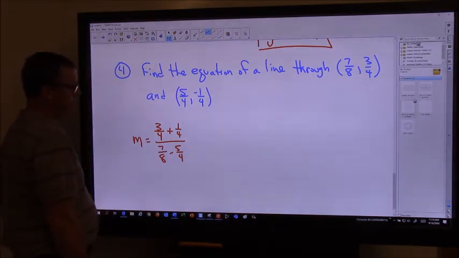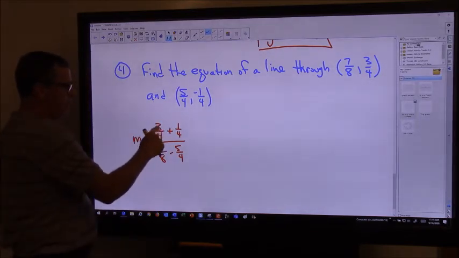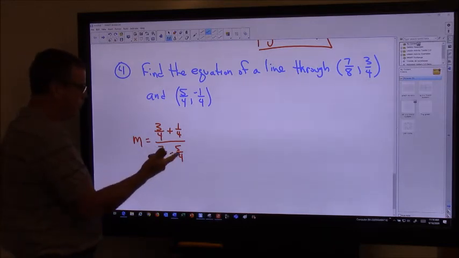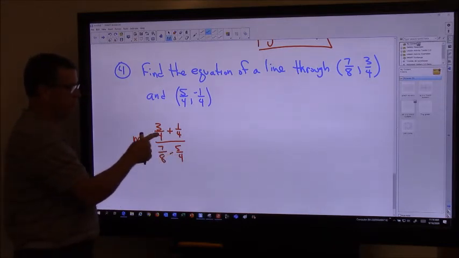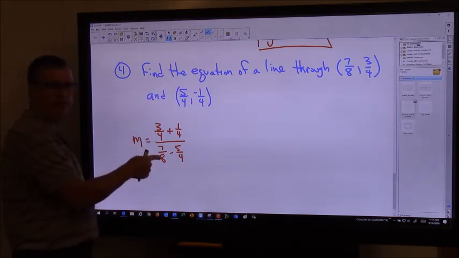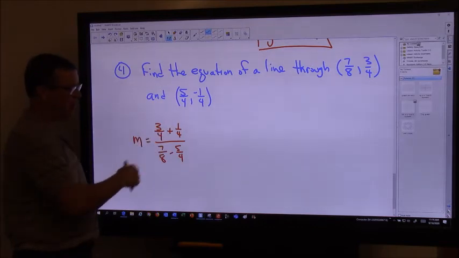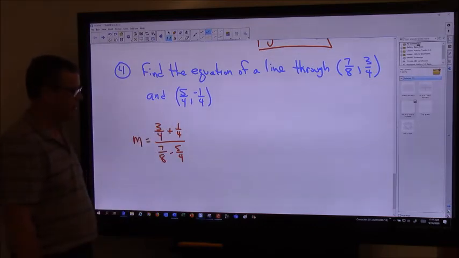So I can go ahead and just add or subtract the fractions if I want. We had this one thing we did last year where whenever you have fractions within the fraction, you multiply everything by the least common denominator. So I can multiply all these by 8 if I wanted to.